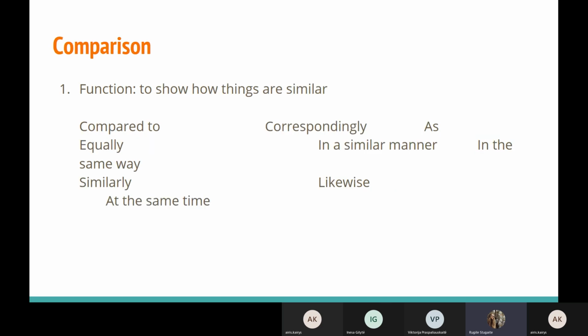And the other linking words are for comparison, and they function in a way that they show how things are similar. So compared to, equally, same way, in the same way, similarly, at the same time, correspondingly, and likewise.